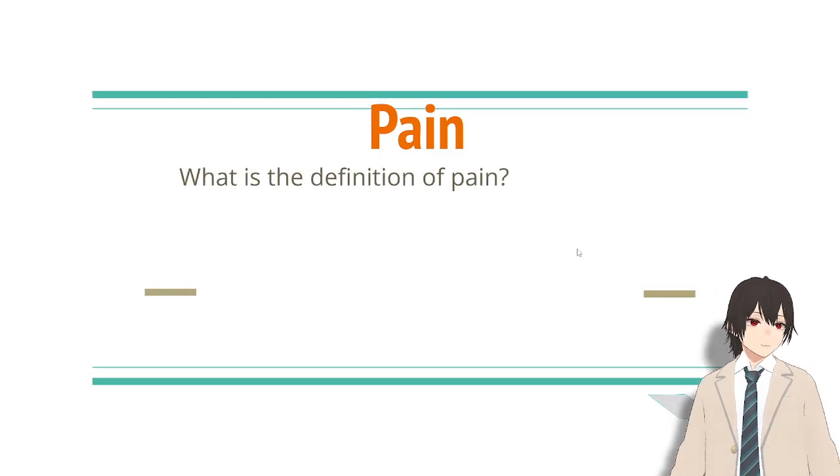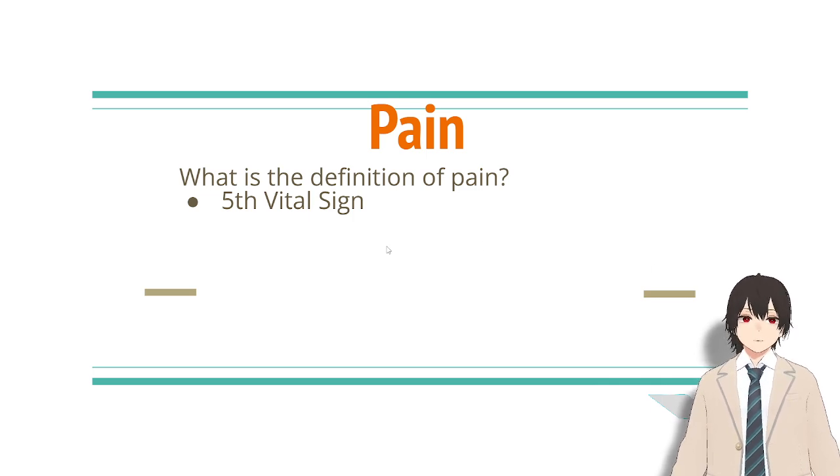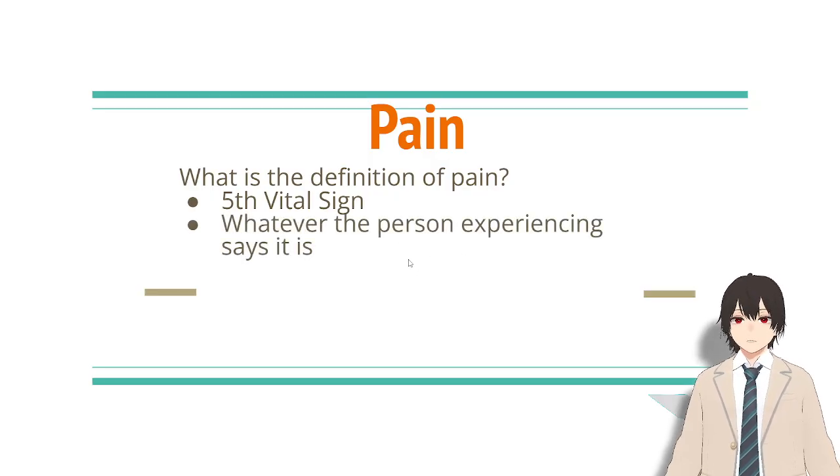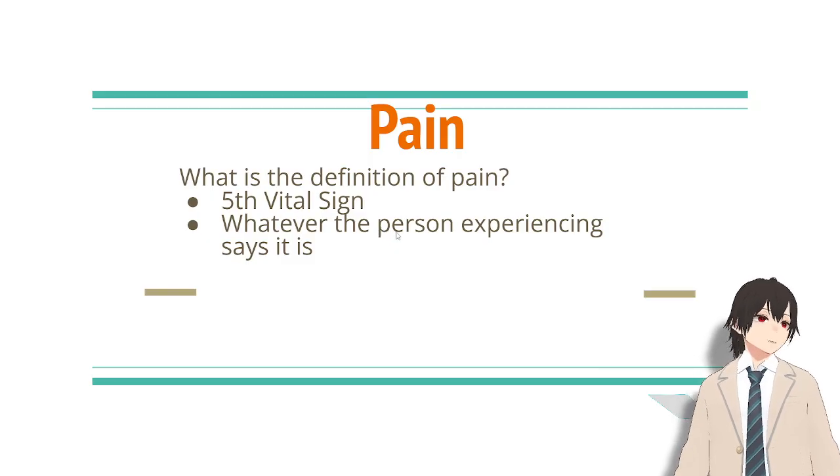So let's first define pain, right? What is this definition? It is often referred to as the fifth vital sign, and it is a subjective one. It's not objective like the others where we can say, their temperature is 97 degrees. It's subjective, right? A phrase that you might hear often is, it's whatever the person experiencing says it is. This is the exact wording that I used when I was answering my interview questions for a job. I just said, hey, pain is whatever the person experiencing it says it is, right?